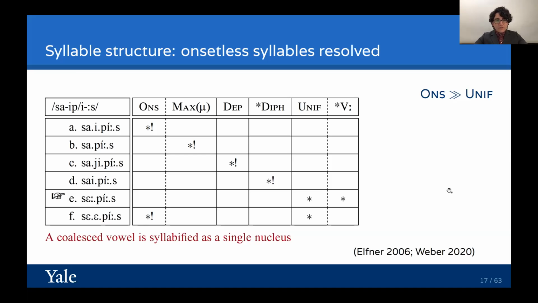And it's crucial to note that something like candidate F, which also has this vowel fusion, but which treats each of these, each mora as a separate syllable, is harmonically bound because it incurs an extra violation of onset in addition to the violation of uniformity. So we can take from this that anytime we see a coalesced vowel, it is syllabified as a single nucleus.